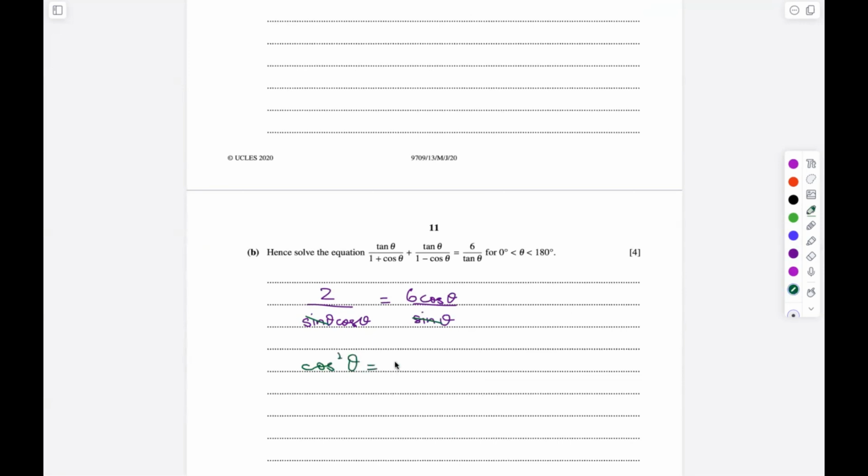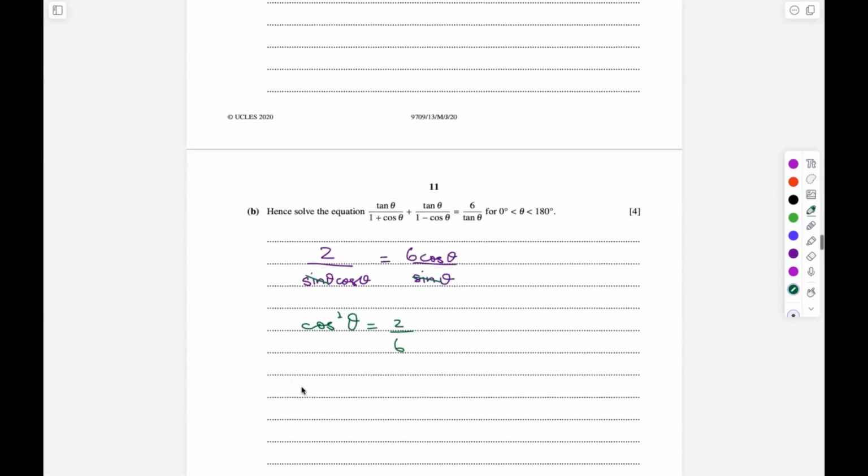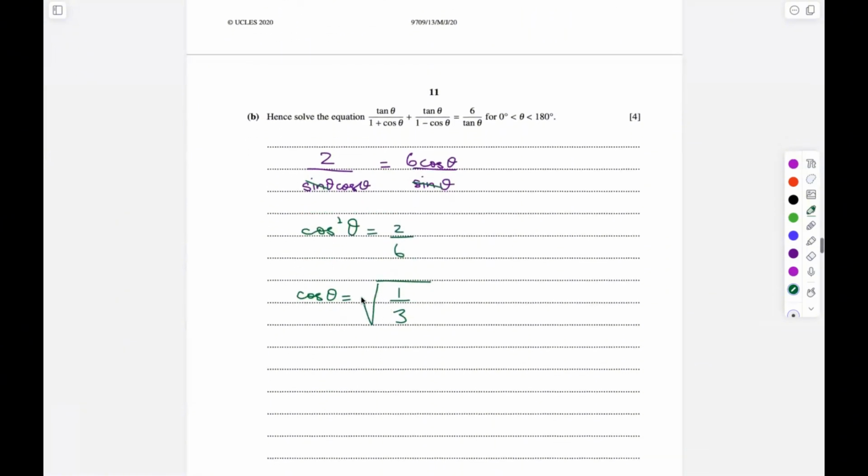So cos squared theta is equal to 2 upon 6, and cos theta will be equal to the square root of 1 upon 3. Now, as we have to find the angle from 0 to 180, the square root sign comes with both positive and negative. First, we'll find the basic angle by taking cos inverse of the square root of 1 upon 3. We'll have to make sure that the calculator is in degrees mode. So taking shift cos inverse of the square root of 1 divided by 3, that is equal to 54.7 degrees. So the basic angle is 54.73 degrees.